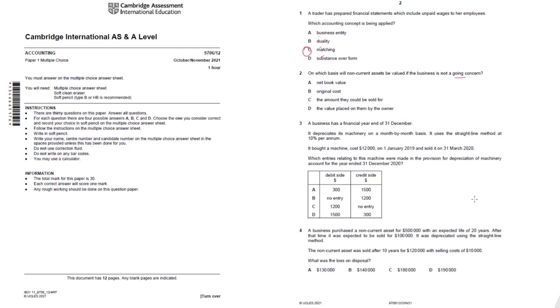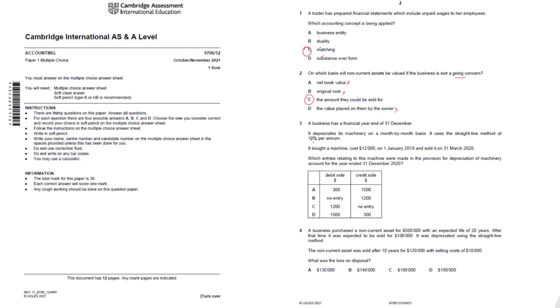In that case, the current fair value or the market value will be used as a valuation. So net book value, no. Cost, no. Amount they could be sold for, yes. That's called the fair value. And option D, value placed on them by the owner, no.